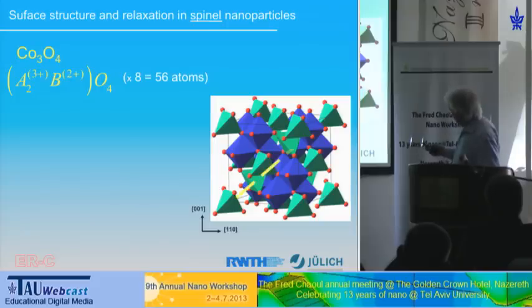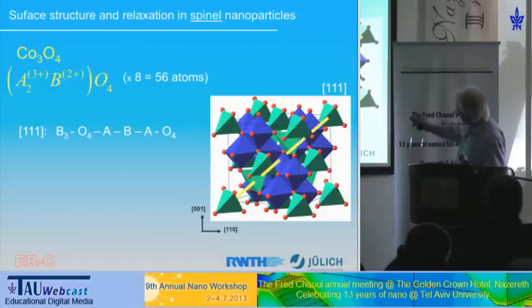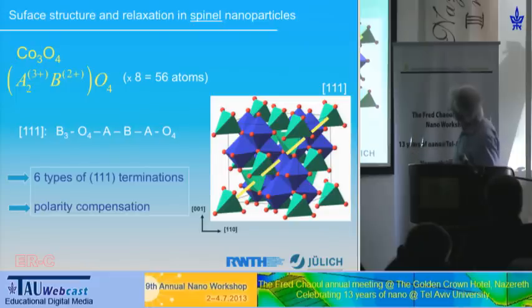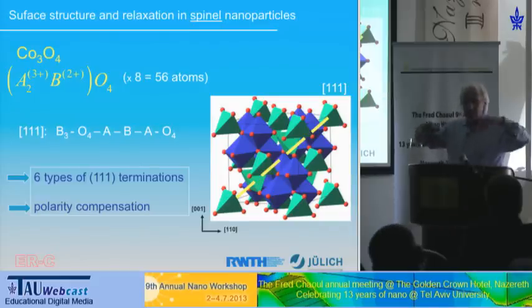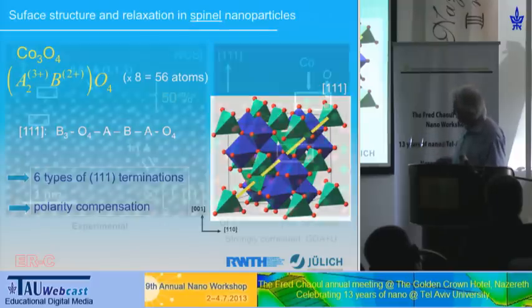And now we draw a line along 1-1-1, and we just look into the possibility to terminate this. We just cut through this. And there are various terminations, 6 types. And these surfaces can be polarized, that means charged, or not polarized. And people have speculated a lot about the properties of these surfaces.